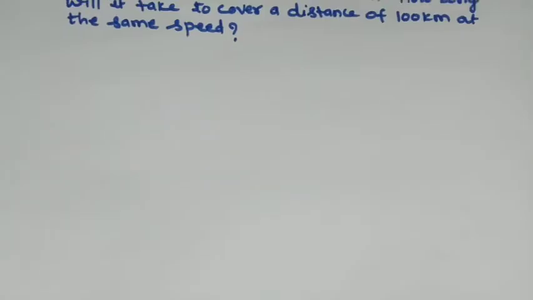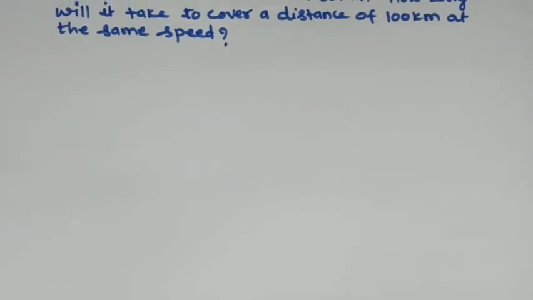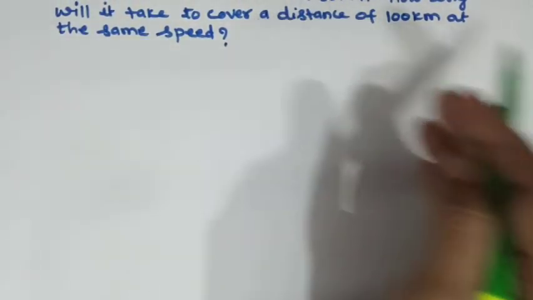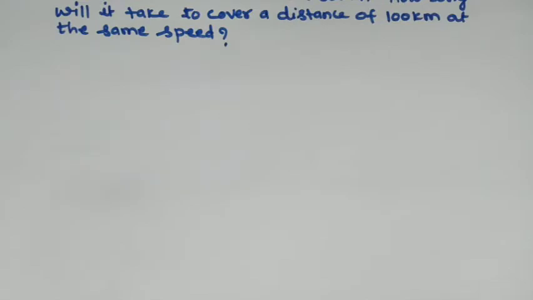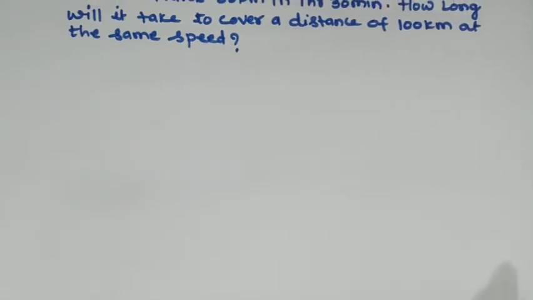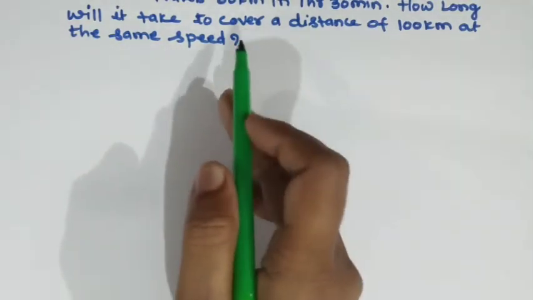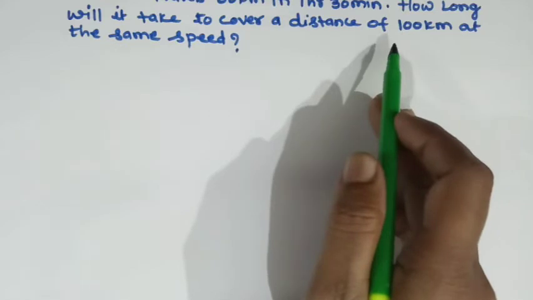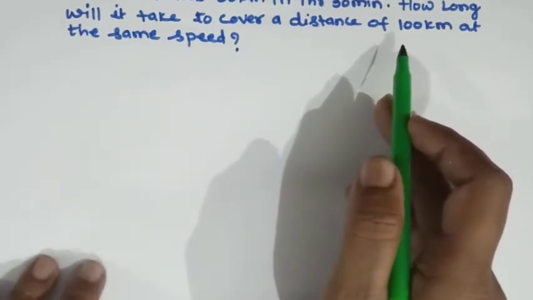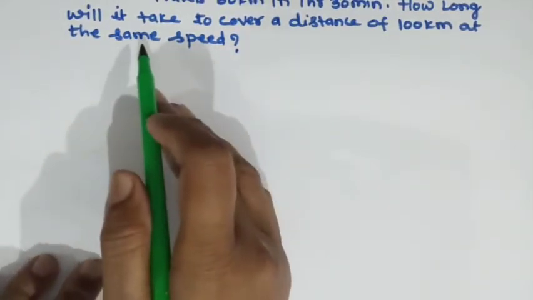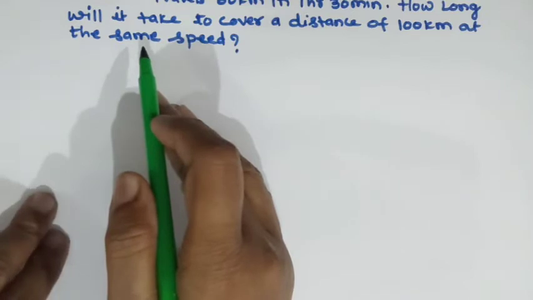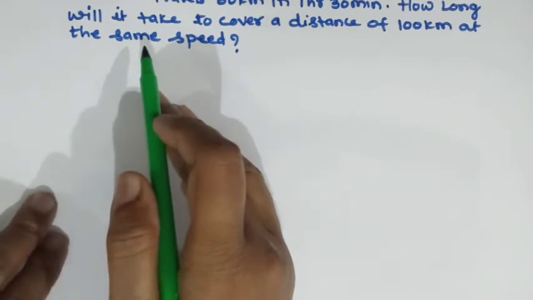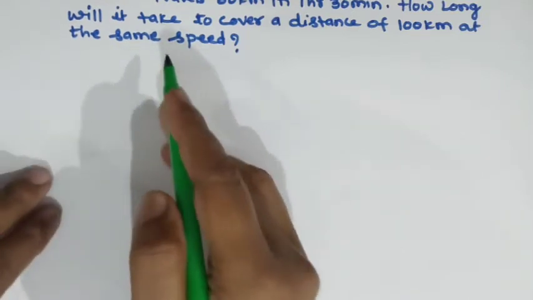Now let us see one more question. A car travels 60 kilometers in 1 hour 30 minutes. So see here, time is 1 hour 30 minutes and the distance traveled is 60 kilometers. How long will it take to cover a distance of 100 kilometers at the same speed? If you are going with the same speed, now you have to go for 100 kilometers. So how much time will it take? More distance, more time, because you are keeping the speed constant.